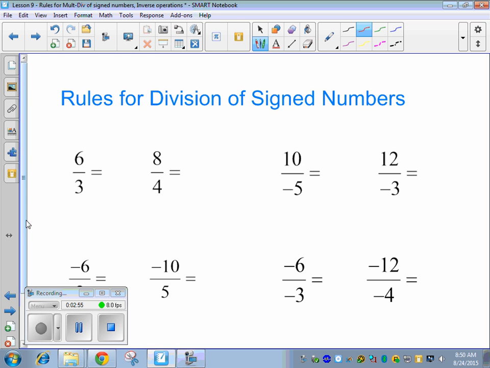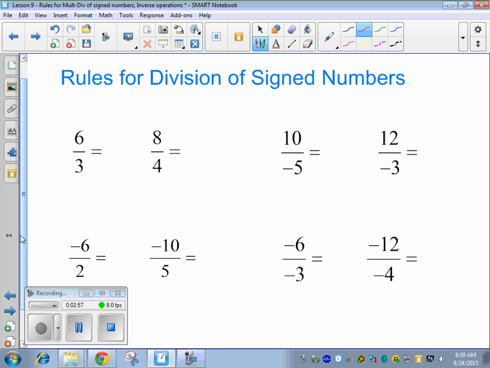Okay, now we have some division problems. Rules for division of signed numbers. 6 divided by 3 is 2. 8 divided by 4 is 2. 10 divided by negative 5, negative 2. 12 divided by negative 3. You guys are like experts.